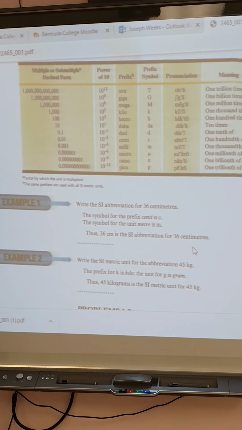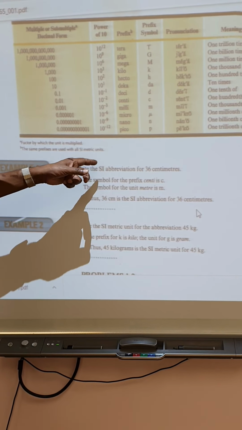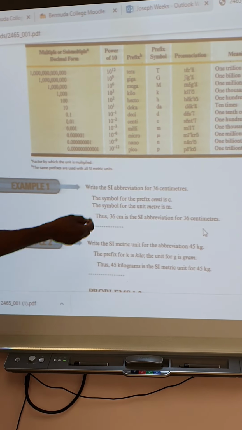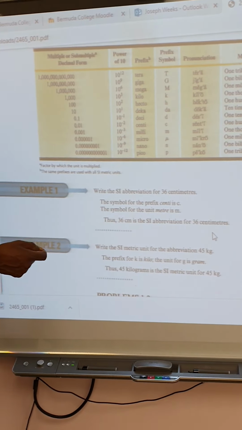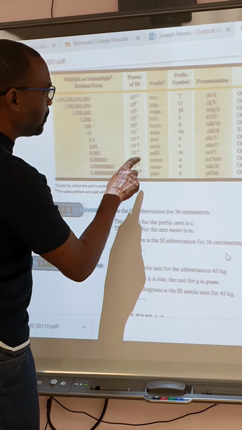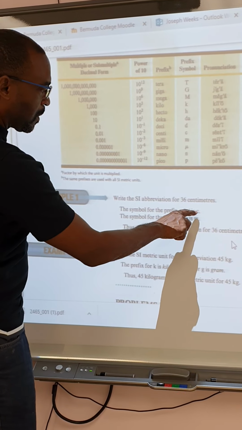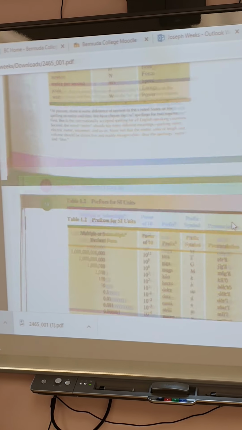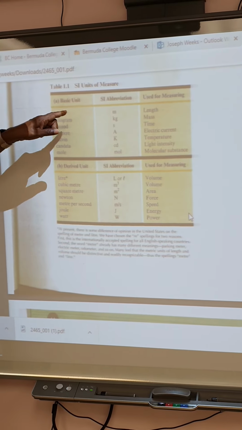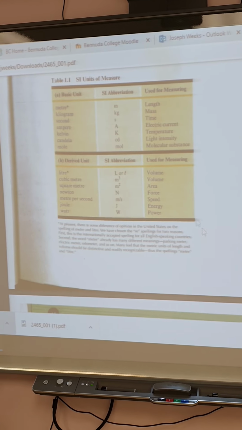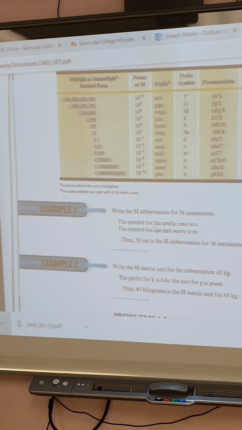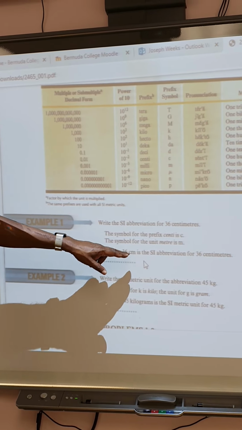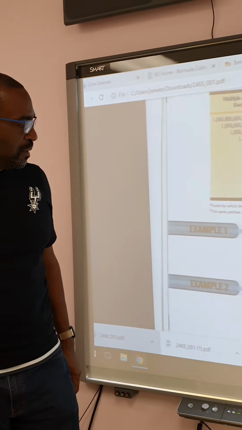So in this first example, if we wanted to write the standard international abbreviation for 36 centimeters, the abbreviation is just replacing the centimeters. We know that for the centi portion, that's c. And for the meter portion, you get it from the chart for the units, that's m. So the SI abbreviation, 36 cm, is the SI abbreviation for 36 centimeters.